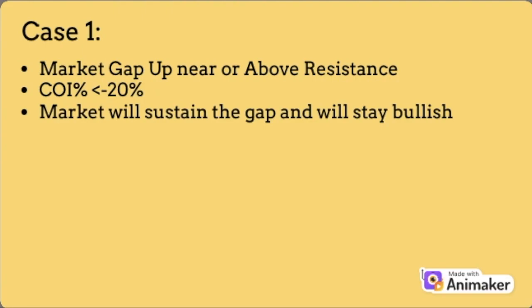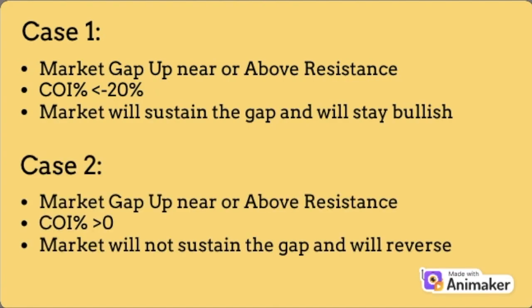Suppose the market gaps up. Then what happens is, if the call option that's a resistance, if the change in OI percentage on that strike is below negative 20%, if it's negative 21, 25, 30%, then we can assume that the writers are closing their positions and the market will still go in that bullish trend upwards.